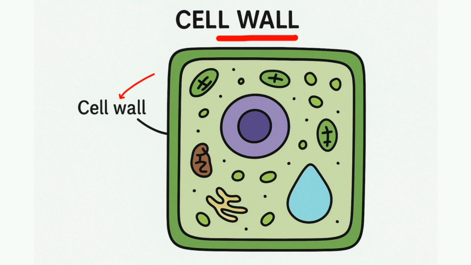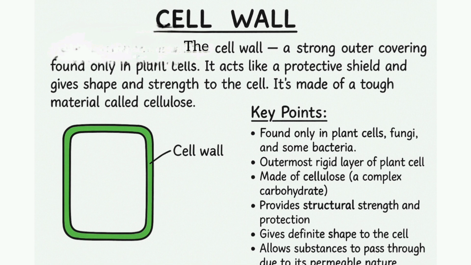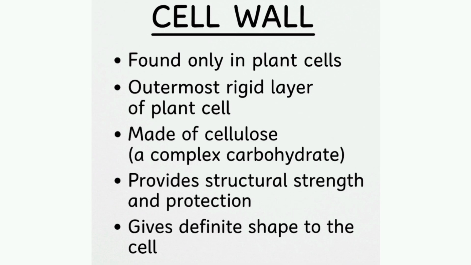This is the cell wall. In addition to the plasma membrane, plant cells have a strong, rigid outer covering called the cell wall. Cell wall acts as a protective shield, giving shape, strength and support to the plant cell. It is made up of cellulose. Cellulose is a complex carbohydrate. That is, cell wall is found only in plant cells. It is the outermost rigid layer of plant cells. It is made of cellulose. It provides structural strength and protection, and gives definite shape to the cell.